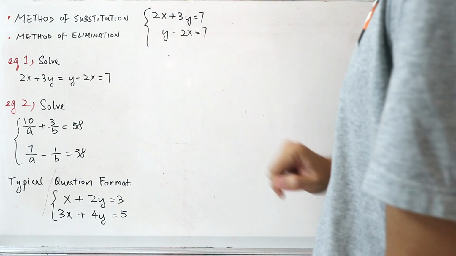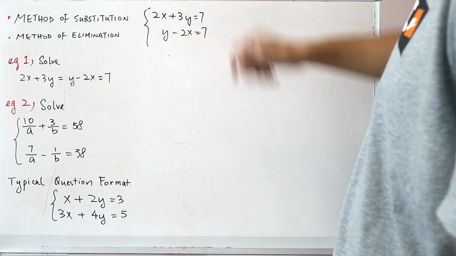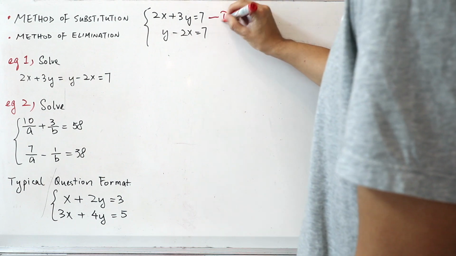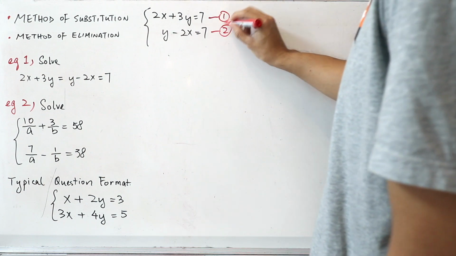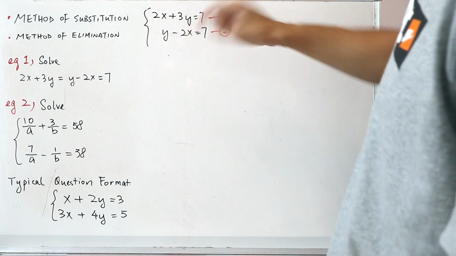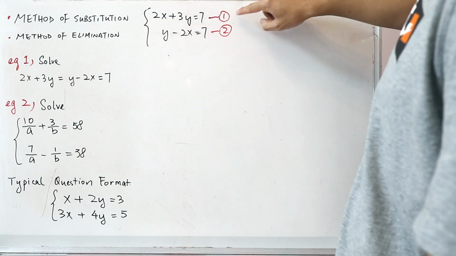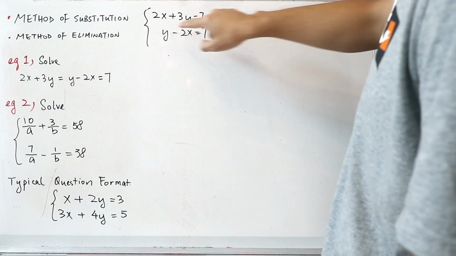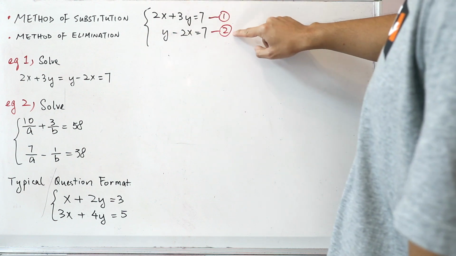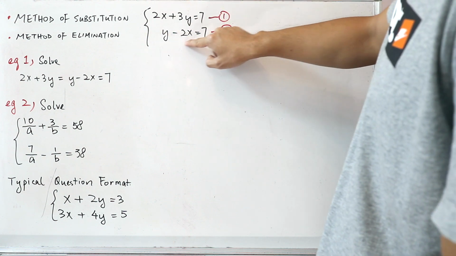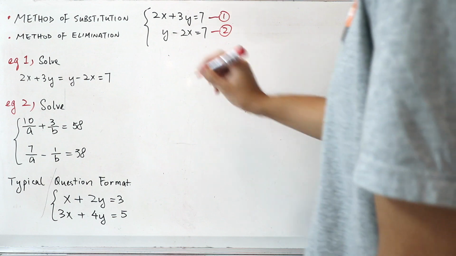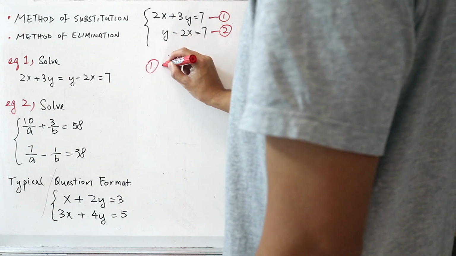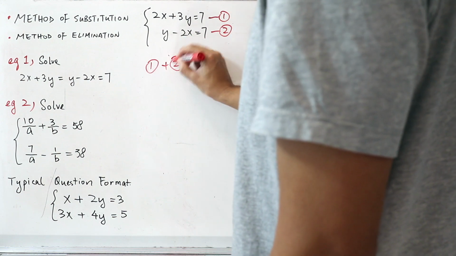It's actually quite simple, because all you need to do is look at equation 1 and equation 2 and try to find some common terms. What's the meaning of that? You look at equation number 1, you can see there's a 2x, right? And for equation number 2, you can see there's a minus 2x. How about if I add equation 1 and equation 2 together?